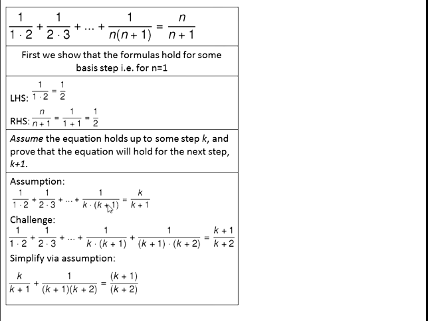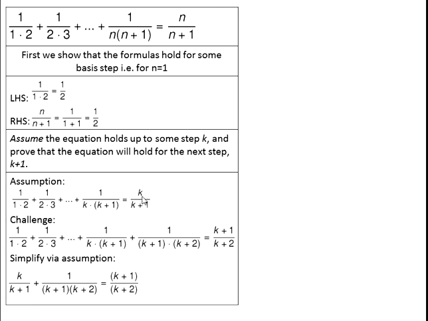So on the left-hand side, I add the next term. In my assumption, I stopped here. But in my challenge, I'm going to add the next term. So I'm going to take it to the next step. Before I stopped with k times k plus 1 in the denominator. And now I take it to the next step where I have k plus 1 and k plus 2 in the denominator.